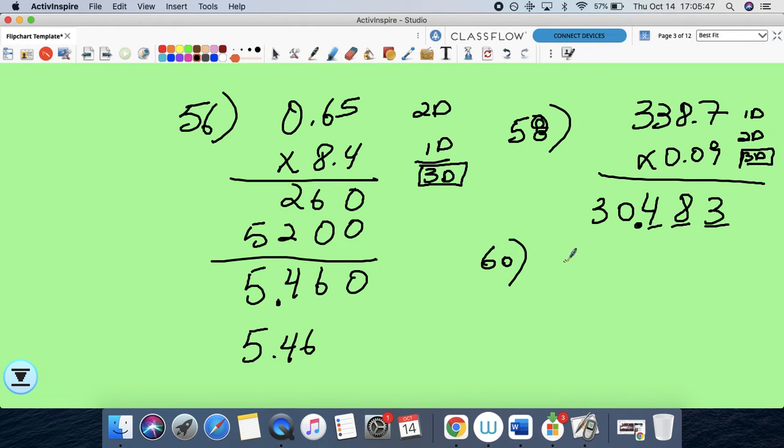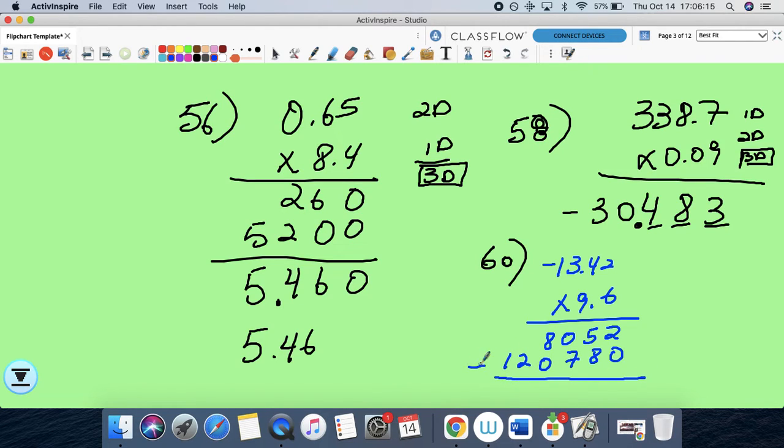60, again, it's a negative times a positive, so that's a negative. It's going to be negative 13.42 times 9.6. Negative times a positive, which is a negative. 12, 25, 28. Move on over. 18, 37, 30, 12. We add these, so we get 2, 13, 8, 8, and 12. 3 decimal places. 128.832.